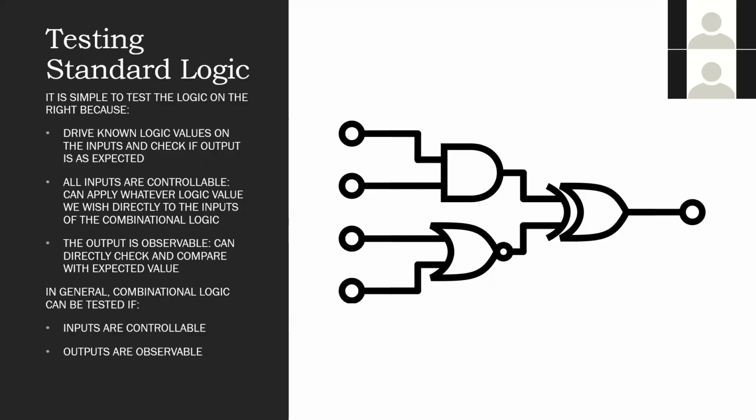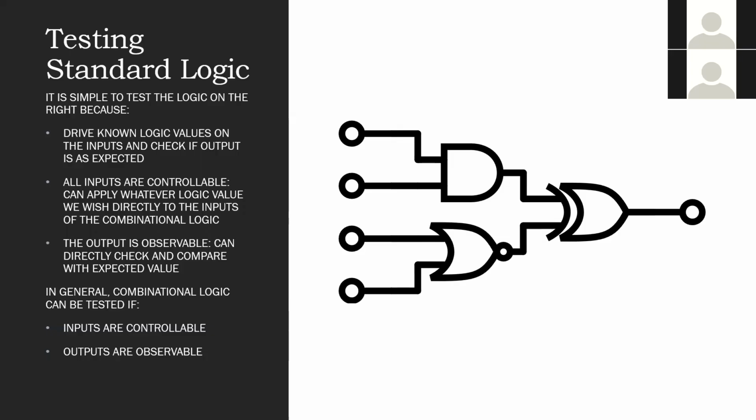A couple of points to note here. All the inputs are controllable. I want to introduce this word, controllability. What do we mean by controllable? It means that whoever is testing this chip is able to put whatever value they want on these inputs. So the inputs of this combinational logic are controllable. You have direct access to the inputs.